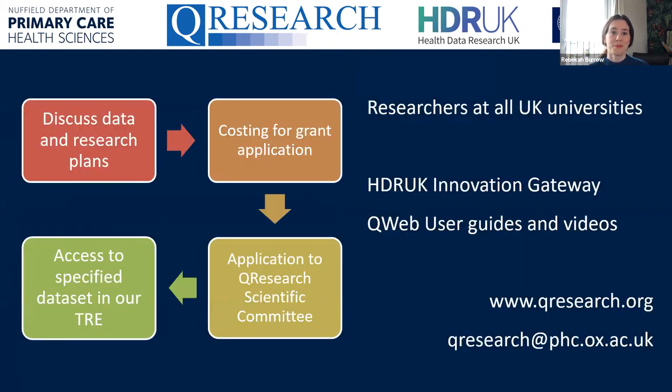Next slide, please. We have just one process to access all these data sets, and the process includes providing a costing for your grant applications and just one review by our scientific committee, who have delegated ethics. We're able to provide access to researchers within 6 weeks of approval by our scientific committee, and we provide support to researchers throughout the process. There's a big change, which is that since September this year, researchers at all UK universities are able to access all of the linkages I've just described. So I'm going to tell you a bit about our research environment.